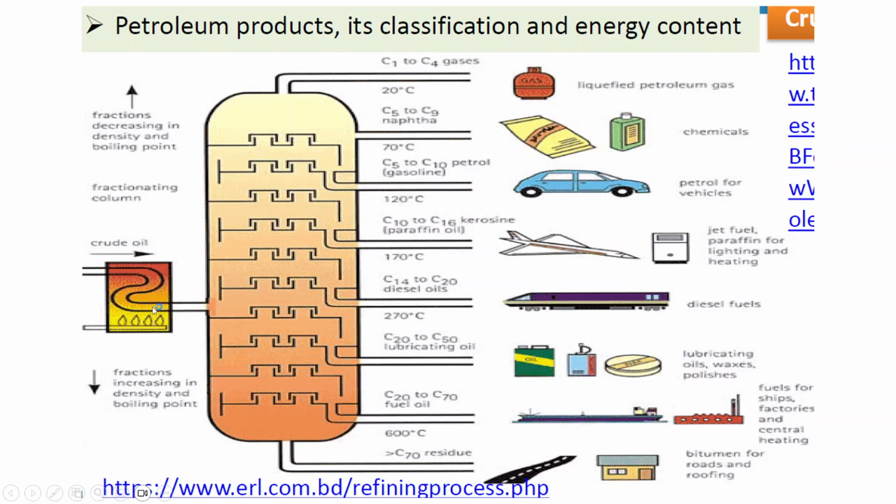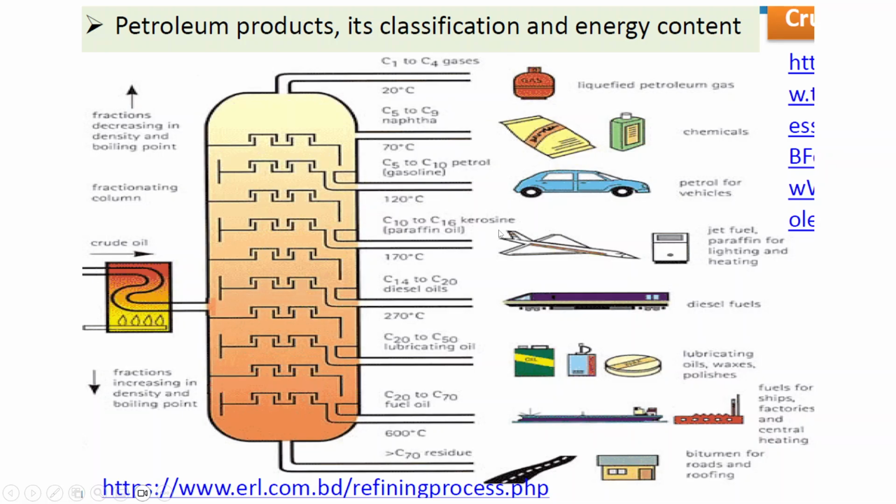Crude oil is taken and fractional distillation is done, which gives different kinds of products. C1 to C4 is the lightest product, in the form of gases, that is LPG. C5 to C9 is naphtha. It is used as chemicals in different processes. Then C5 to C10 is gasoline, used in various vehicles.